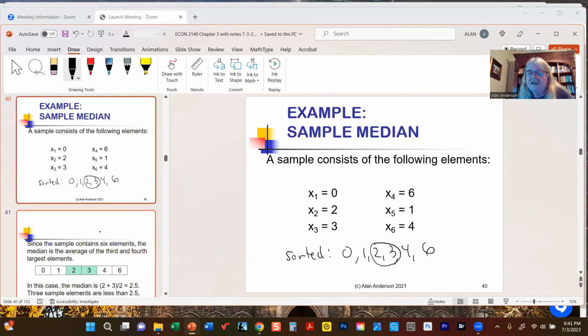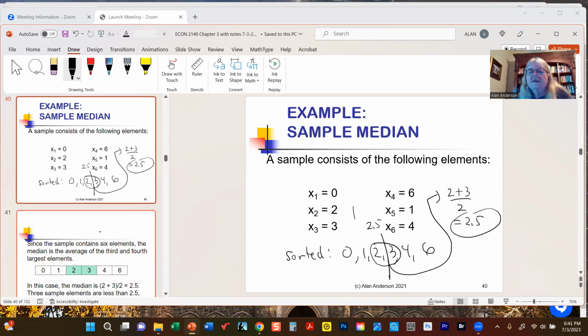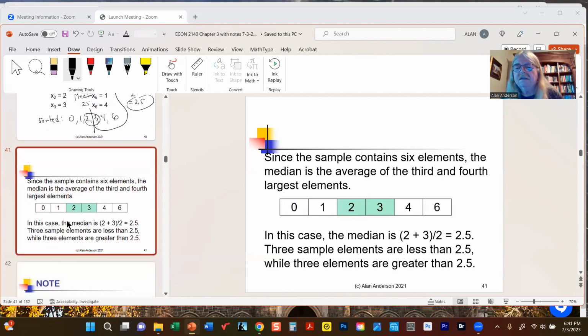Well, here's the approach taken by statisticians. Instead of picking one or the other, we average them out. So that 2.5 is now the median of this sample. And you can see it works because half the observations are below 2.5 and half are above. So those are the 2 cases. Okay, and here it is.